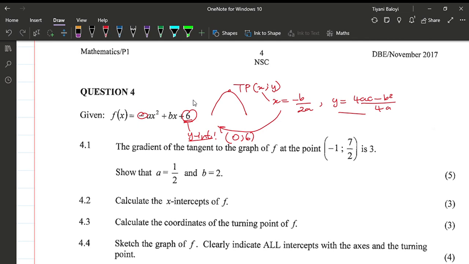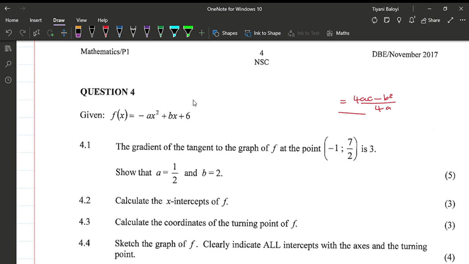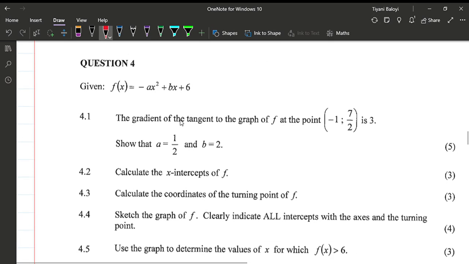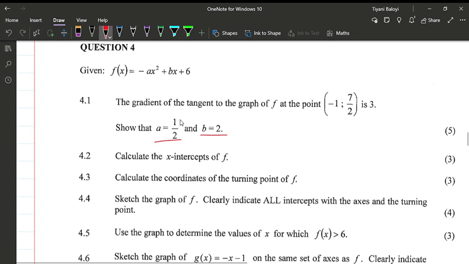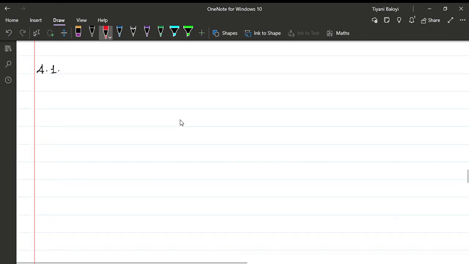So let's just look at our questions now, so we can get started. It says we need to calculate the gradient of the tangent to the graph of f at the point minus 1 and 7 over 2 is 3. Show that a is equal to 1 over 2 and b is 2. Okay, so let's get started on this. We'll answer our questions here.